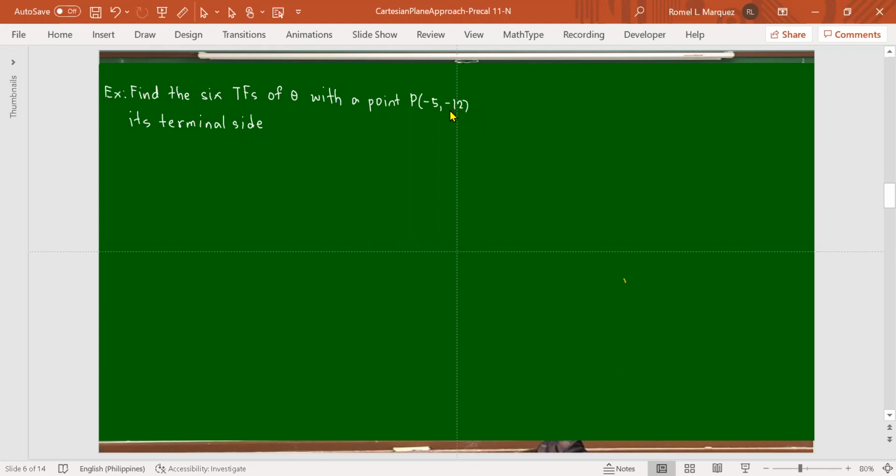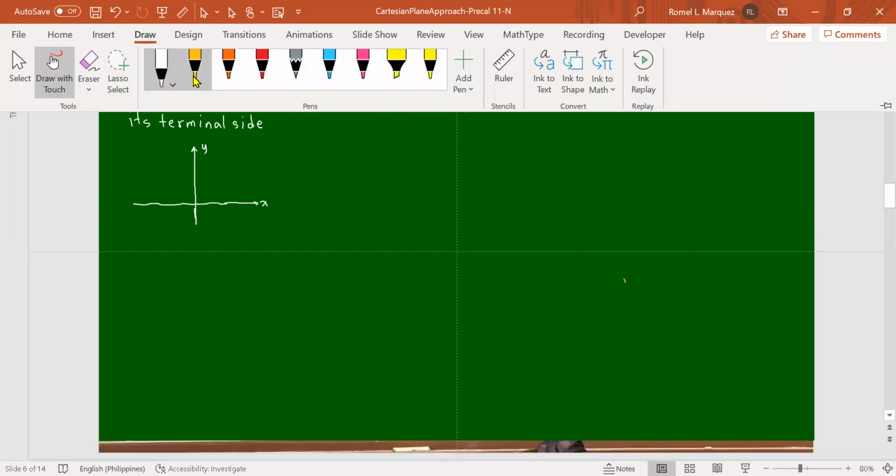In what quadrant does it fall, children? Third quadrant. So we say that theta is a third quadrant angle. Sorry for that.